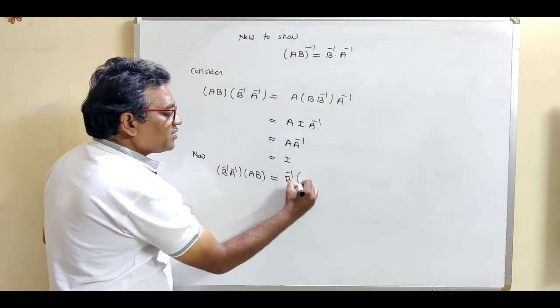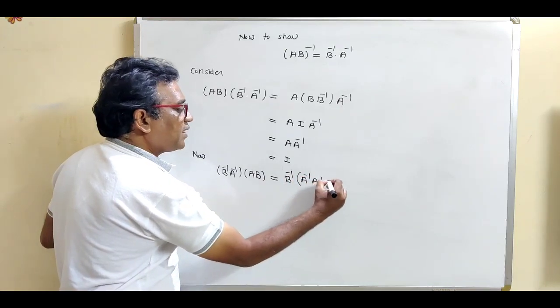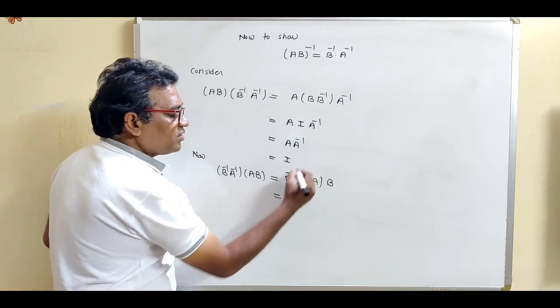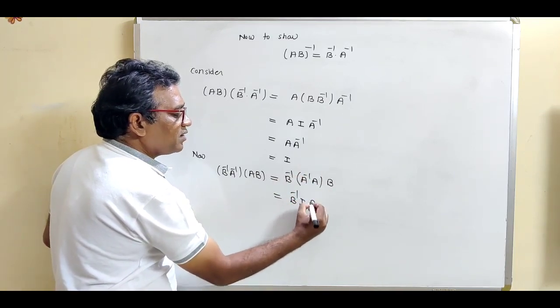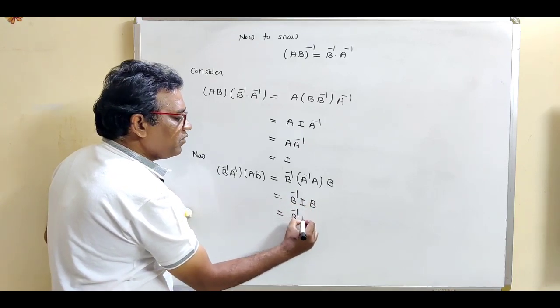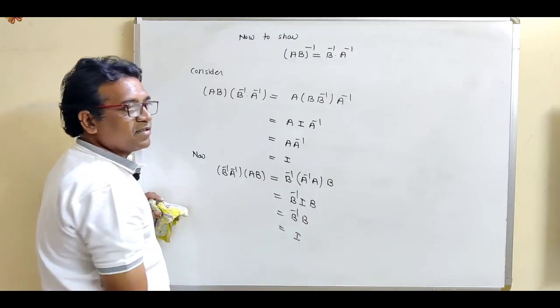Now write down this B inverse as it is. Associate A inverse and A in one bracket into B. So this is B inverse. What is this product? It is again the unit matrix. So B inverse into I into B. This is same as B inverse into B, and B inverse into B. This is again the unit matrix R.